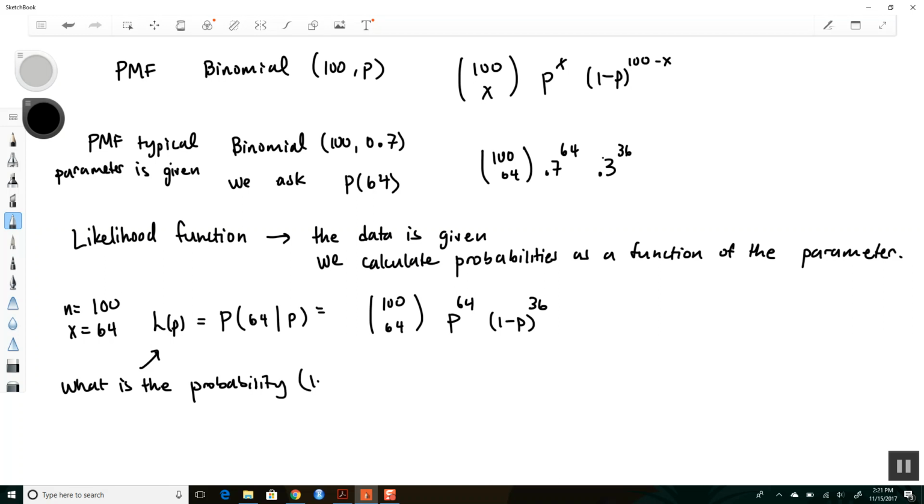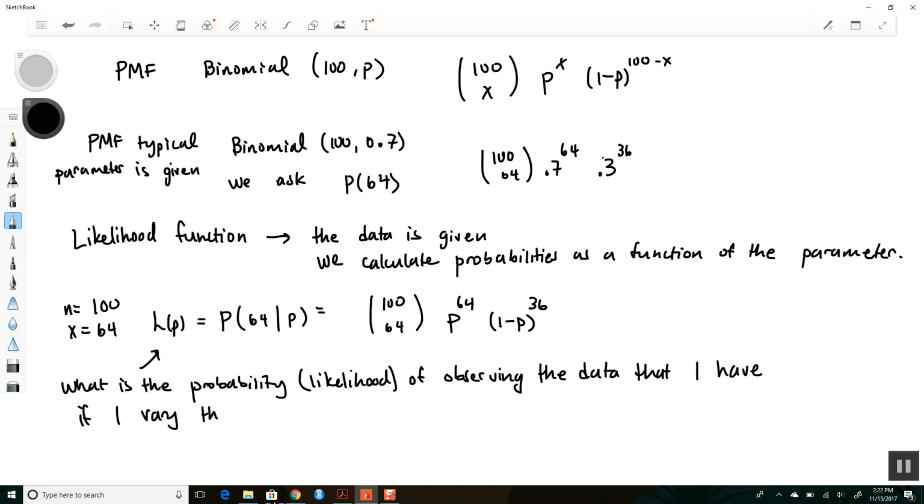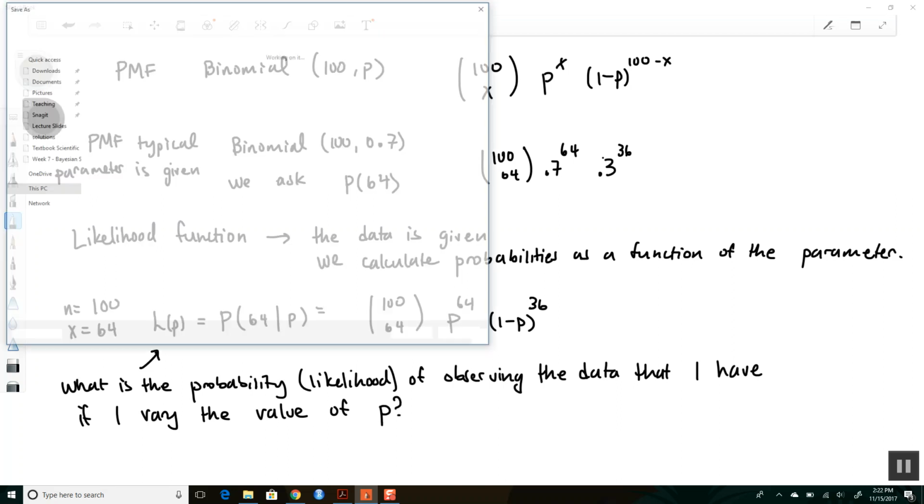The probability, or likelihood, of observing the data that I have, if I vary the value of p. Okay, does that make sense?